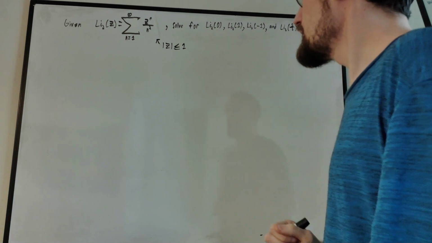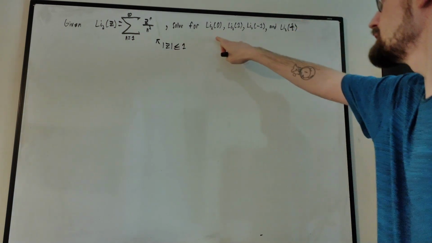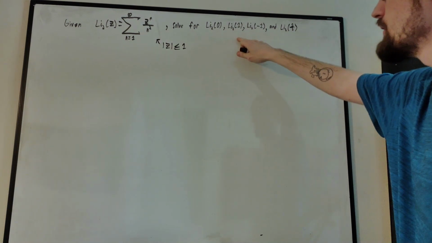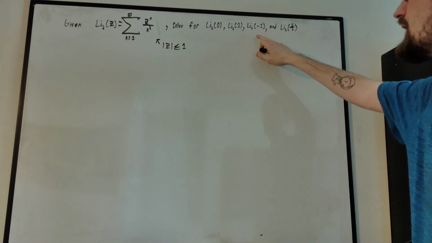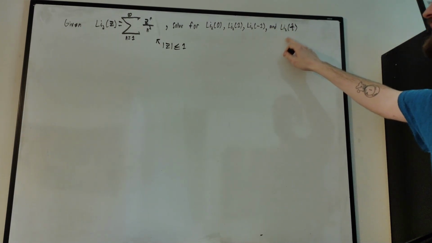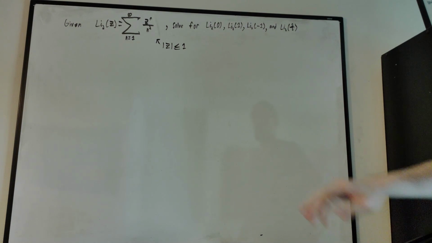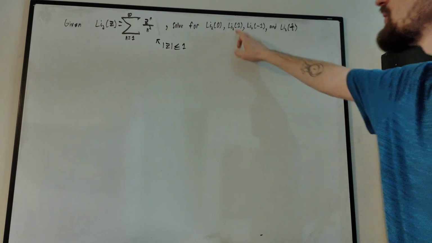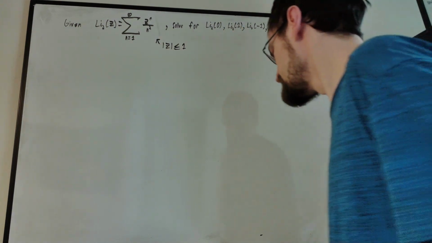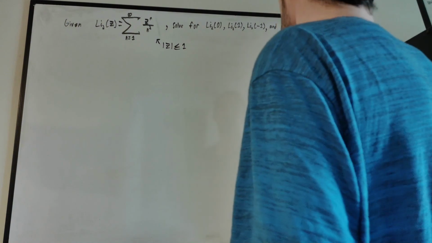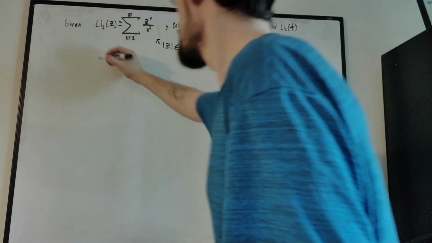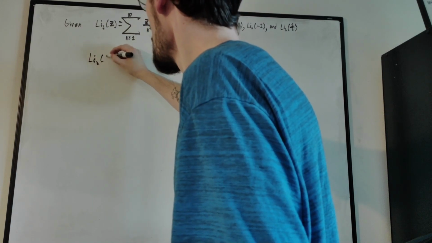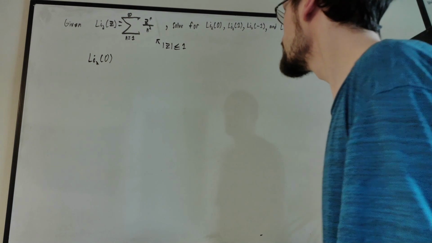In this particular case, we're going to evaluate the Dilogarithm at 4 different values, namely the Dilogarithm of 0, the Dilogarithm of 1, the Dilogarithm of -1, and the Dilogarithm of 1/2. As you can see here, the absolute value of all of these real values is less than or equal to 1. So, let's go ahead and just begin. We'll start with the Dilogarithm of 0.